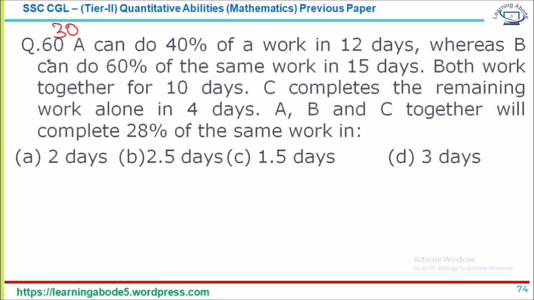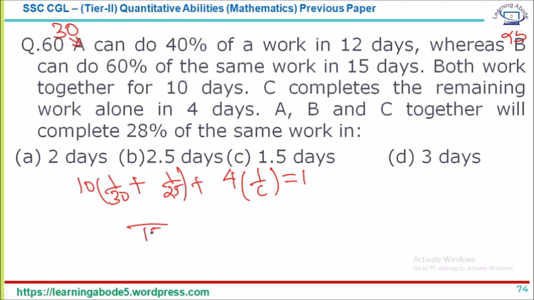Complete work A will do in 30 days. And B can do 60% of work in 15 days, means B will complete the work in 25 days. Now both work together for 10 days. So for 10 days, 1 day work of A plus 1 day work of B, and then C works for 4 days, and then the task is completed.